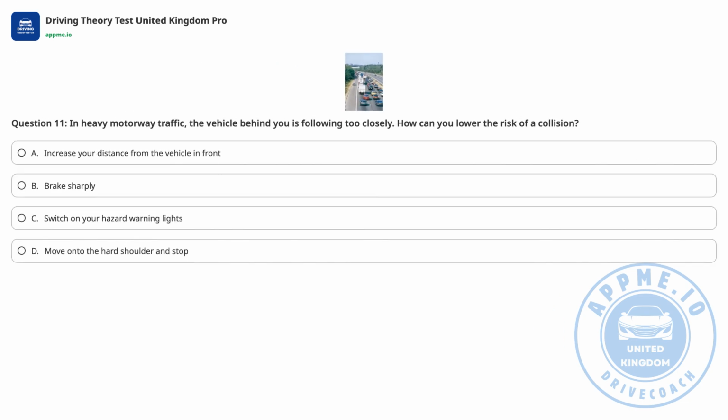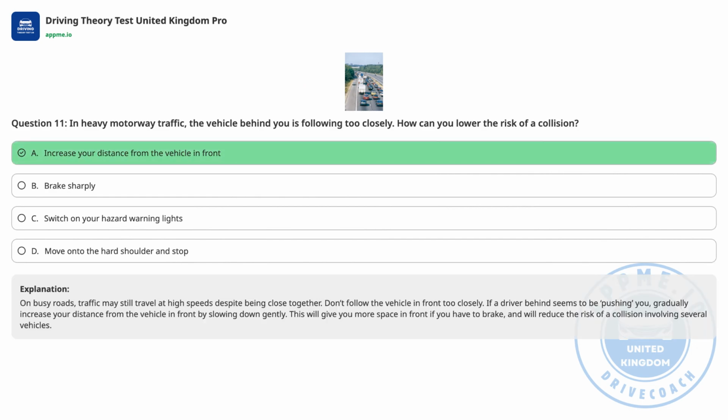Question 11. In heavy motorway traffic, the vehicle behind you is following too closely. How can you lower the risk of a collision? A. Increase your distance from the vehicle in front. B. Brake sharply. C. Switch on your hazard warning lights. D. Move onto the hard shoulder and stop. The correct answer is A.